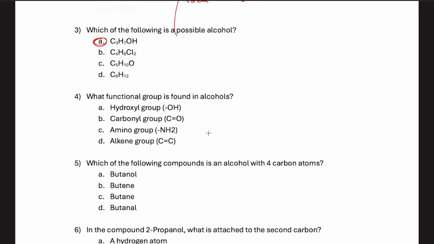Which functional group is found in alcohols? That OH, you guys should know by now, is a hydroxyl group. Hydroxyl group, that's the name of it. And so the hydroxyl group is the functional group found in alcohols. Which of the following compounds is an alcohol with 4 carbon atoms? Remember that 4 carbon atoms has the prefix but-. We're looking for but-, but the proper ending is -ol. And so the answer choice is A.